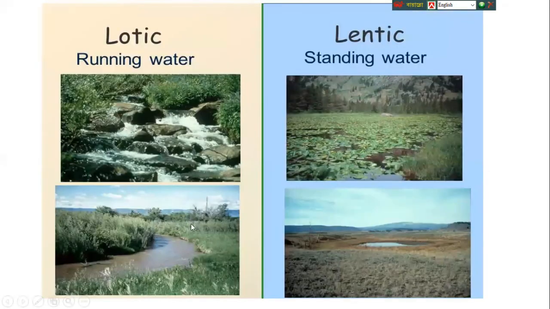This is lotic, and this is standing water, that is lentic. This is also lentic. It is all the plant community, that is different plant species and their interaction with the environment. This type of ecology is lentic ecology. Here is a small water pool. Here different species of plants are interacting with each other and with the environment, and this is also aquatic ecology, that means aquatic lentic ecology.